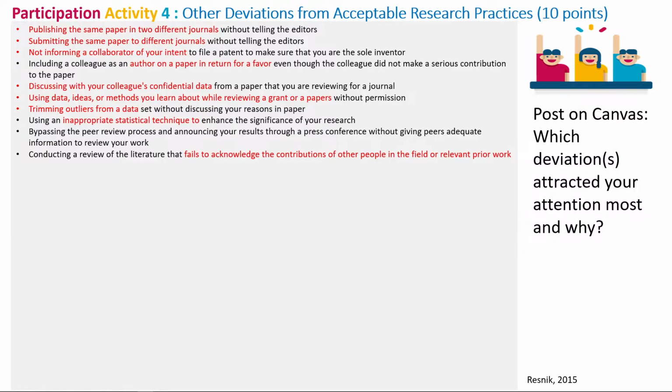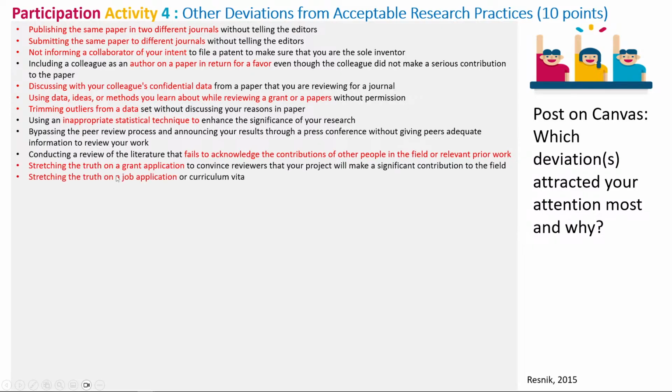This is unethical: failing to credit other people in the field or relevant prior work. Stretching the truth of a grant application or a job application. Sometimes we, unconsciously or maybe consciously, will do this due to the competitive nature of these things, or not necessarily the competitive nature of getting a grant or a job, but due to the culture.